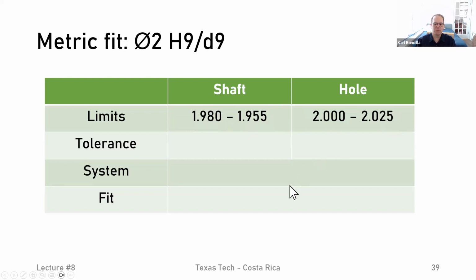All right, so that means we can easily find our tolerance, right? We just subtract those two. Same here. In this case, it turns out they're both the same. Now, we already said that it was a hole system, right? Because we have the basic size right here in the hole. And we said that we have a capital H. And then what do we have for a fit?